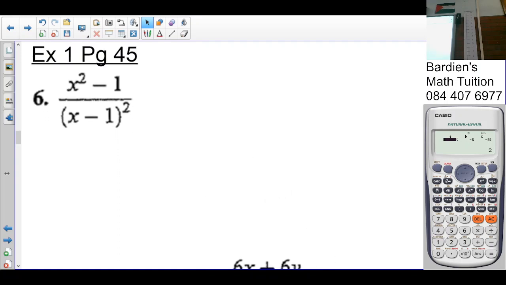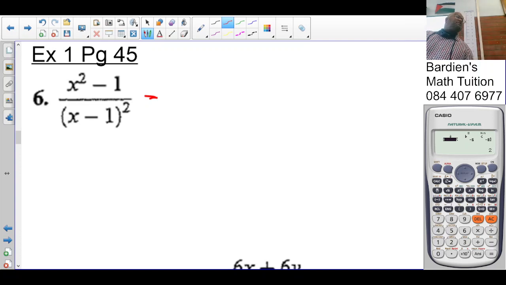Number 6. x squared minus 1 can be written as what? x minus 1, x plus 1, or x plus 1, x minus 1. Now, x minus 1 squared can be written as what? x minus 1 times x minus 1.